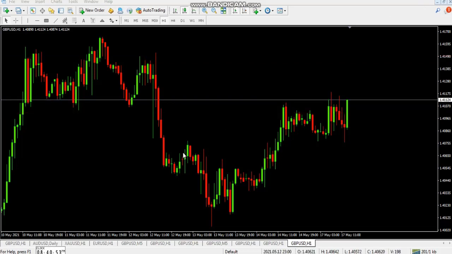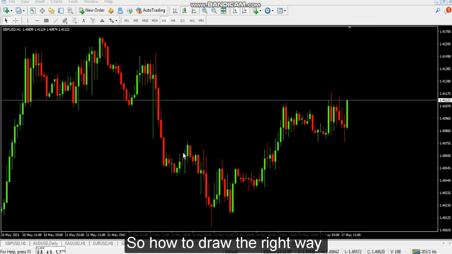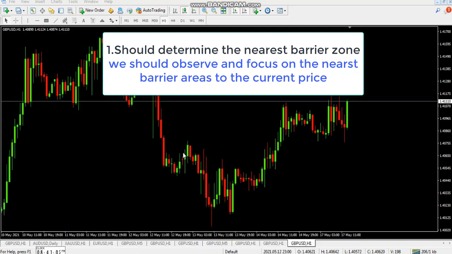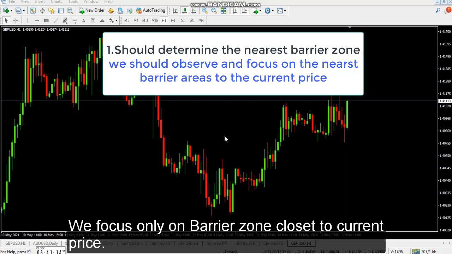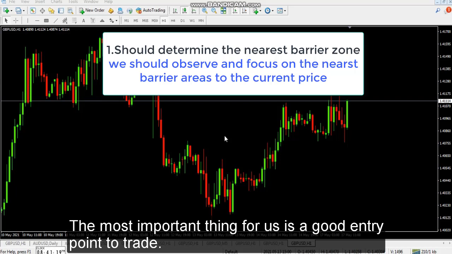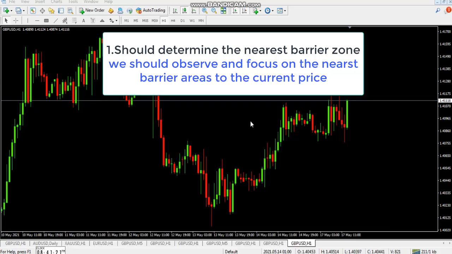So how to draw the right way? First, we need to determine the nearest barrier zone. We focus only on the barrier zone close to the current price. The most important thing for us is a good entry point to trade. We just need to draw the region here.